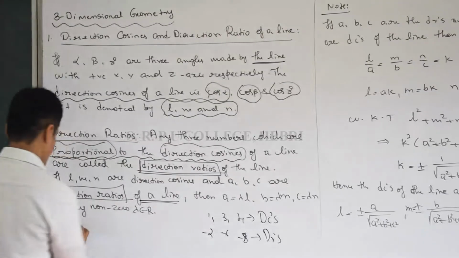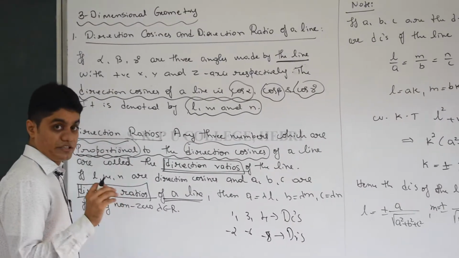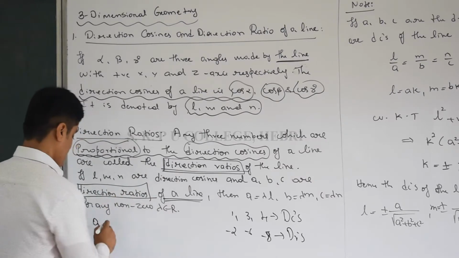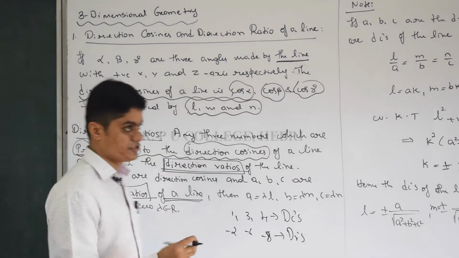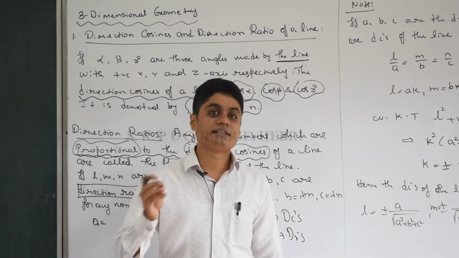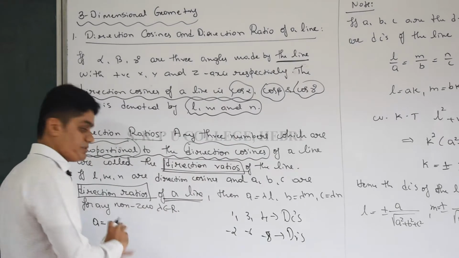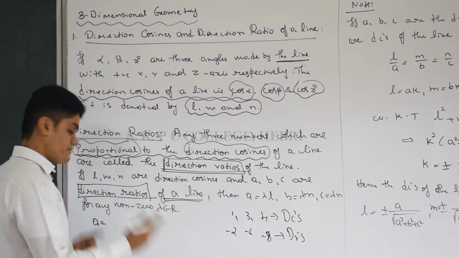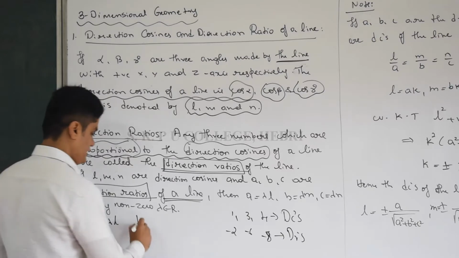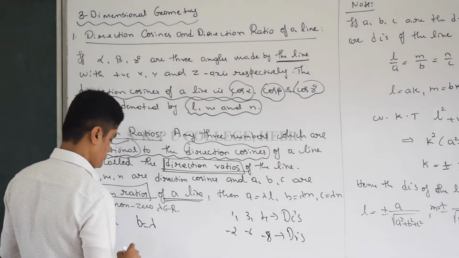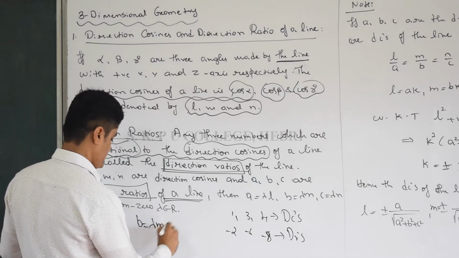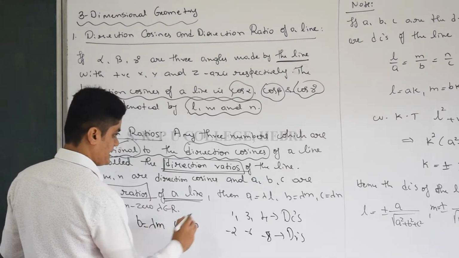Usually in this chapter we represent direction ratios as a, b and c. So if a, b, c are the direction ratios of the line with l, m, n as the direction cosines, then the relationship between l, m, n and a, b, c is as follows. a is equal to lambda times l, directly proportional. Lambda can be positive or negative, but non-zero, it should not be zero. b is equal to lambda times m, c is equal to lambda times n.